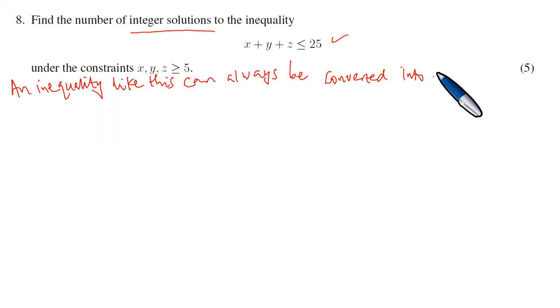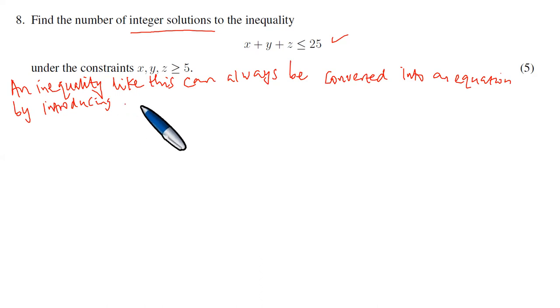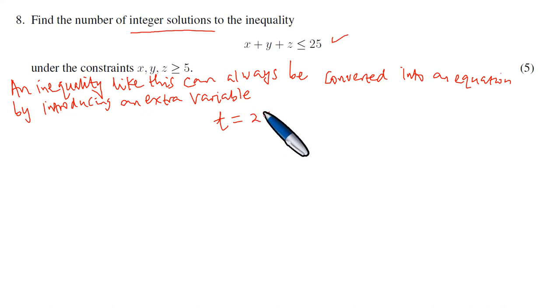into an equation by introducing an extra variable. What kind of a variable do we introduce? We introduce the variable t, such that t becomes the same as 25.